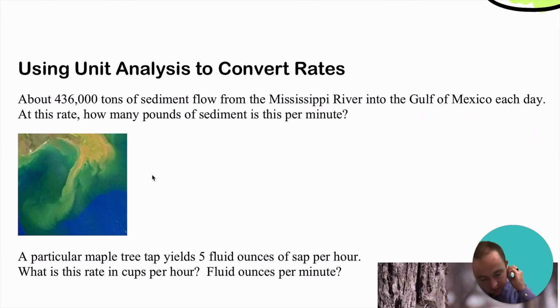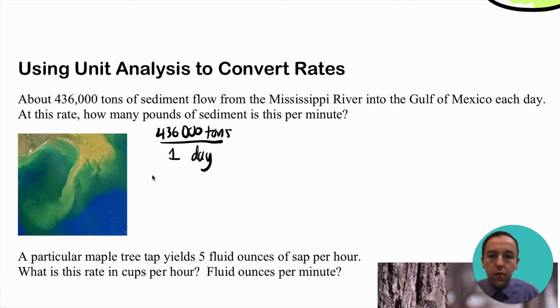All right, so we're just trying to do a conversion here, right? We're trying to take 436,000 tons of sediment, but that amount of sediment is how much goes into the Gulf per day. So I'll kind of write that as this, because it'd be that rate there, and we're trying to get this into pounds of sediment per minute.